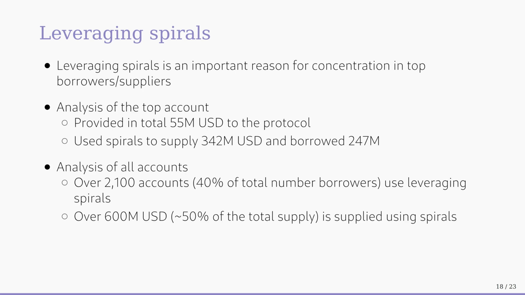Then we looked at the market and the protocol as a whole, and we found that roughly 2,000 accounts were using this sort of leverage spiral. This is approximately 40% of the total number of borrowers. We also found that pretty much half of the total supply is generated using these leveraging spirals, which amounts to approximately 600 million at the time of analysis, which was around September last year.